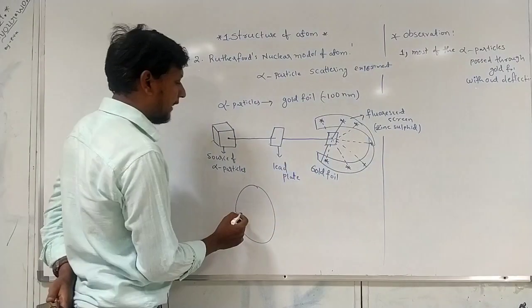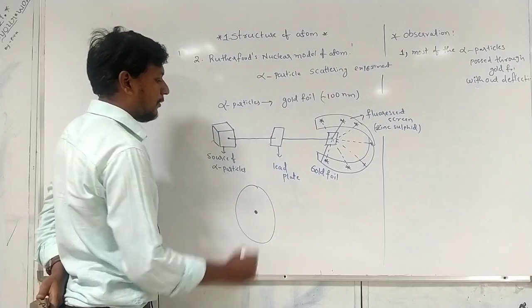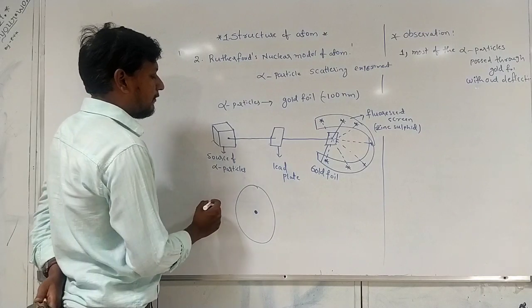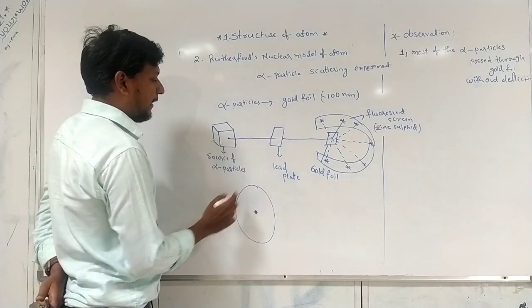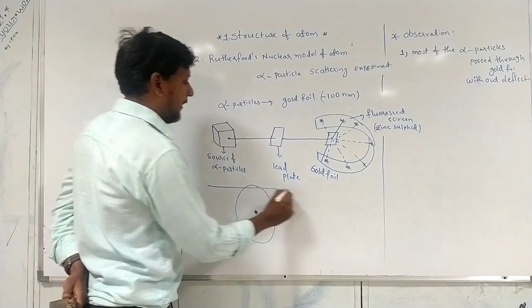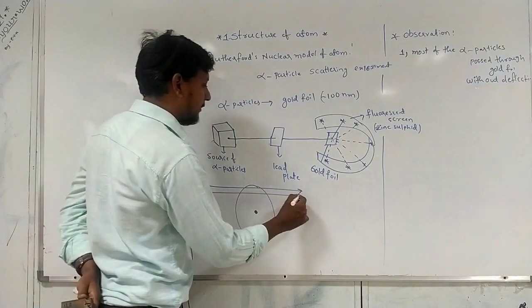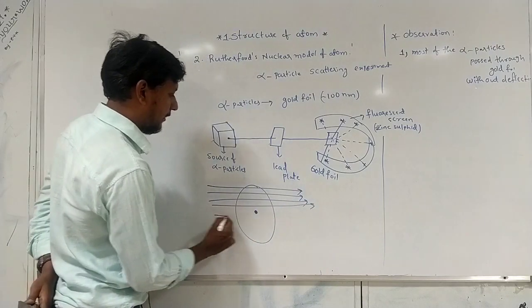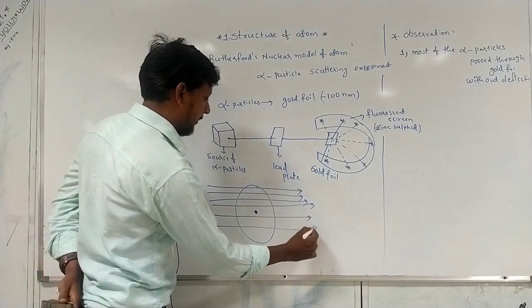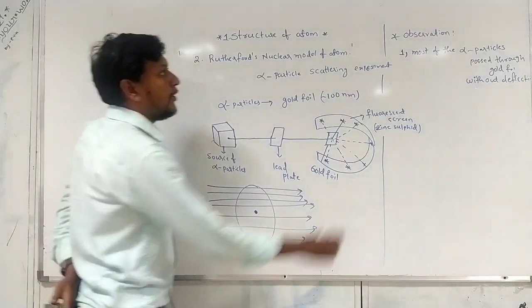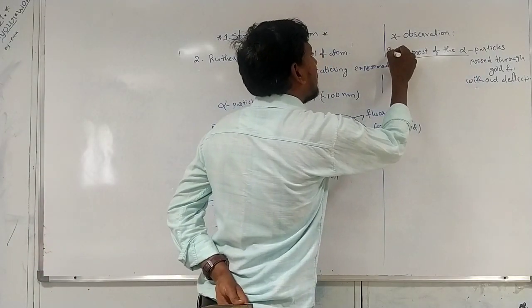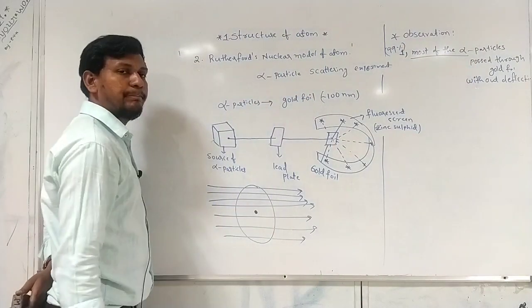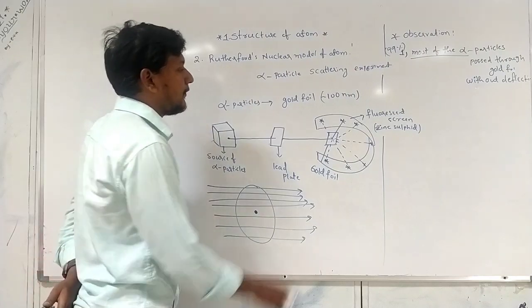Here the gold foil contains the atoms. Rutherford passed alpha particles through it. Alpha particles pass like this manner, like this manner, like this manner. Approximately 99% of the alpha particles pass through the atoms of the gold foil.